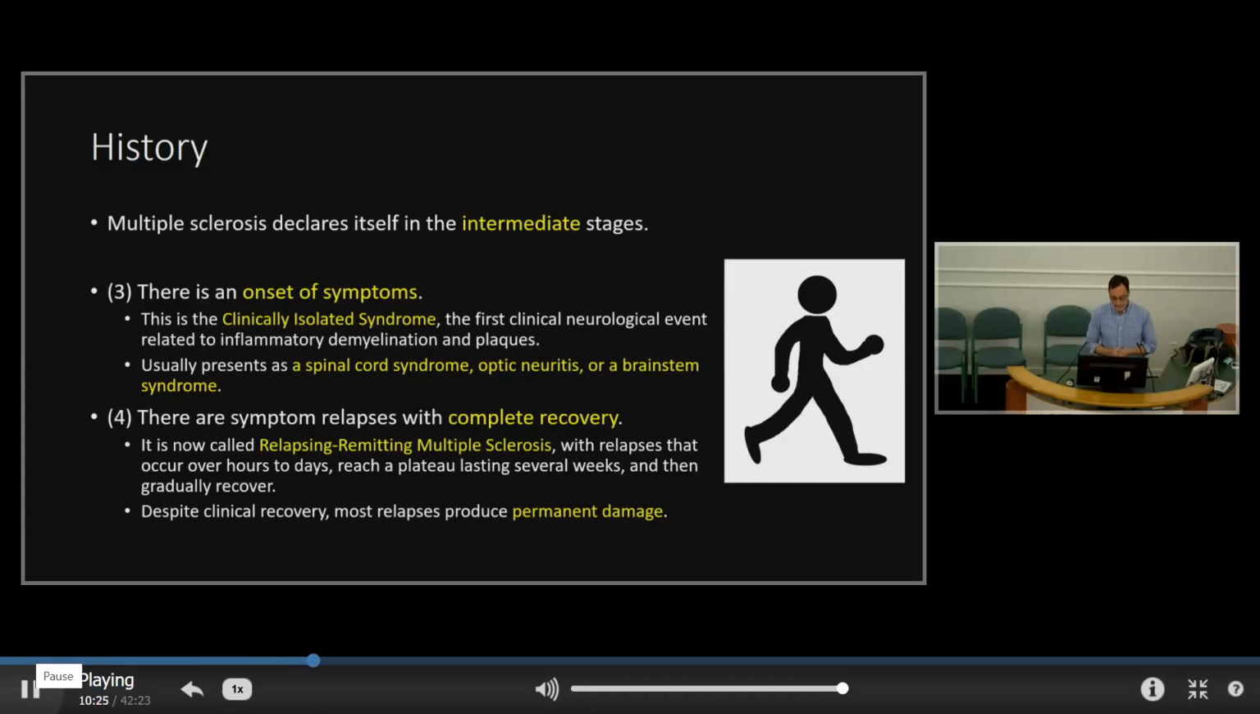Now, if that progresses, which it usually does at some point, you get what is called relapsing remitting MS. Okay, so this is MS primarily characterized by inflammation, probably over degeneration. And you get these relapses that occur over hours to days. They build up, so they're not sudden and maximal like stroke or TIA. They build up over hours, days, and they reach a plateau that often lasts several weeks, and then they gradually recover. But despite the clinical recovery, there often is a little bit of permanent damage. Remember, the new myelin is not as durable, so it's not as good as the original.